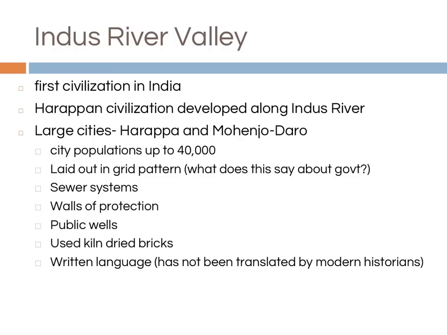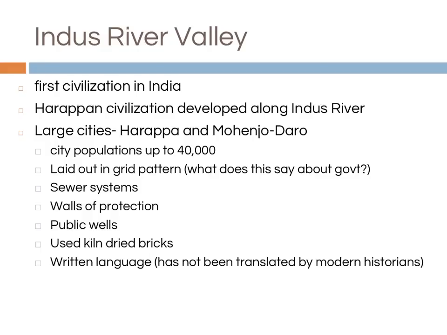The next one is the Indus River Valley civilization. This is the first civilization in India. Another term for this, we call it just Indus Valley, or we call it Harappan. And it developed along the Indus River, mostly in what is today Pakistan.